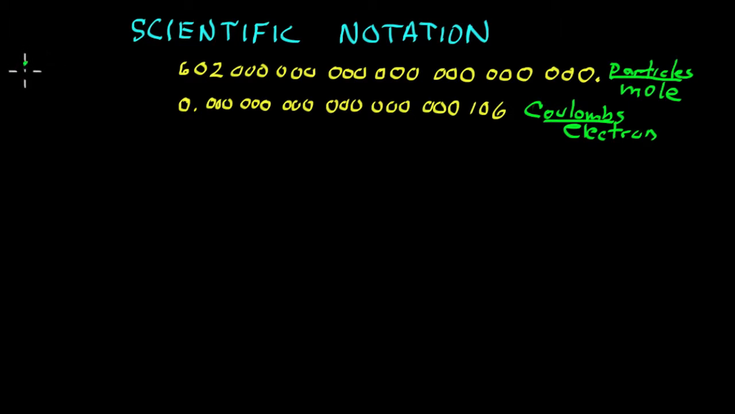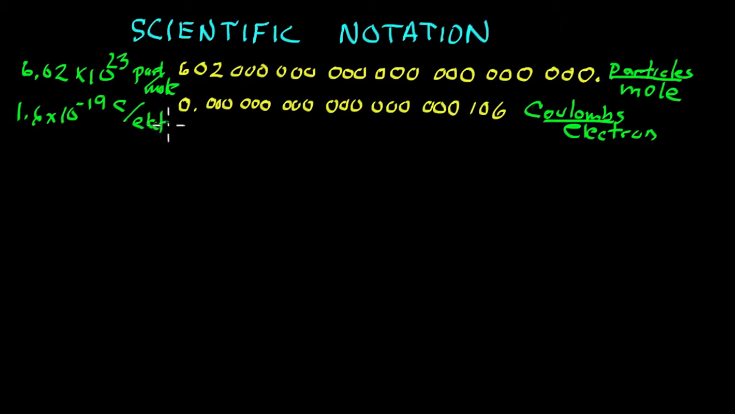And they are also written this way: 6.02 times 10 to the 23rd particles per mole. And the second one is written as 1.6 times 10 to the minus 19 coulombs per electron. Now, what's the difference between these? This is called a standard notation of a measurement. This is called scientific notation. And here's what you do to go from the standard to the scientific.